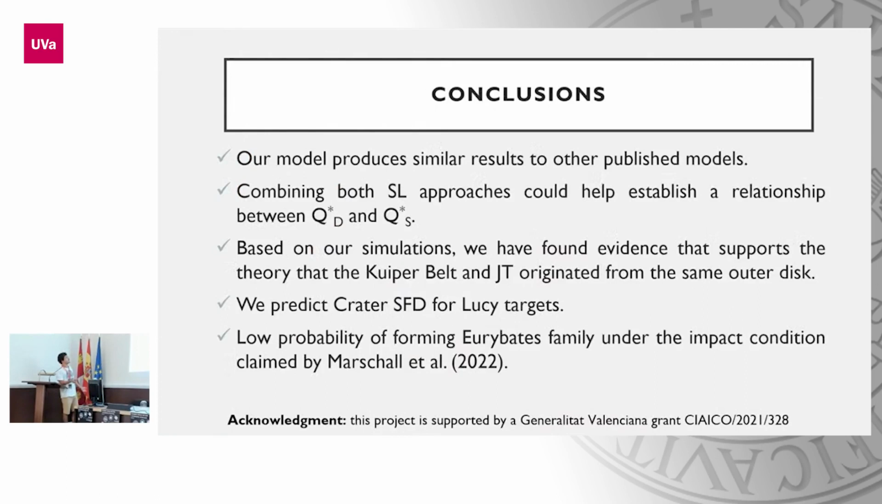What we can conclude is that our model produces similar results to other published models. Combining both scaling law approaches could help establish a relationship between QD and QS. Based on our simulations, we have found evidence that supports the theory that the Kuiper belt and the Jupiter Trojans originated from the same outer disk. We also predict the crater size frequency distribution for Lucy targets, and we show a low probability of forming the Eurybates family under the impact conditions claimed by Marshall 2022. Thank you.